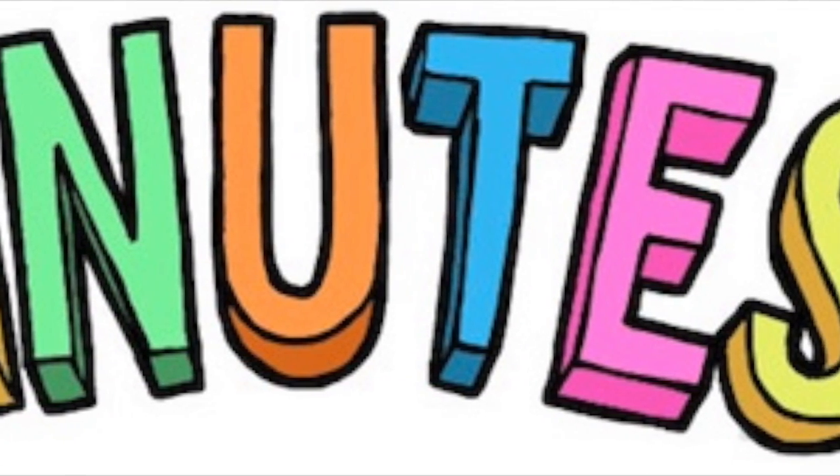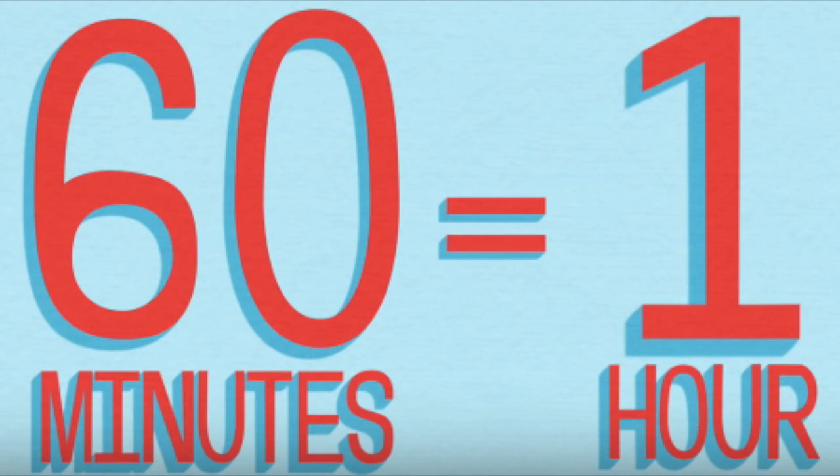Our next unit of time is minutes. We want to know how many minutes are in 1 hour. We know there are 60 minutes in 1 hour because when we look at an analog clock, the minute hand will tick around the clock 60 times.